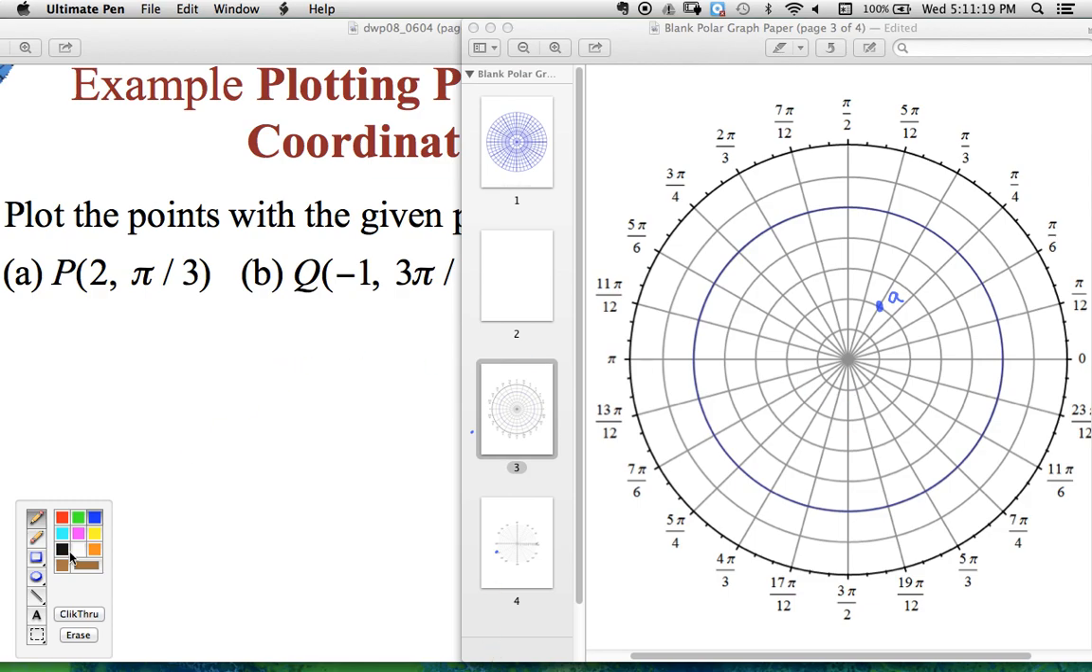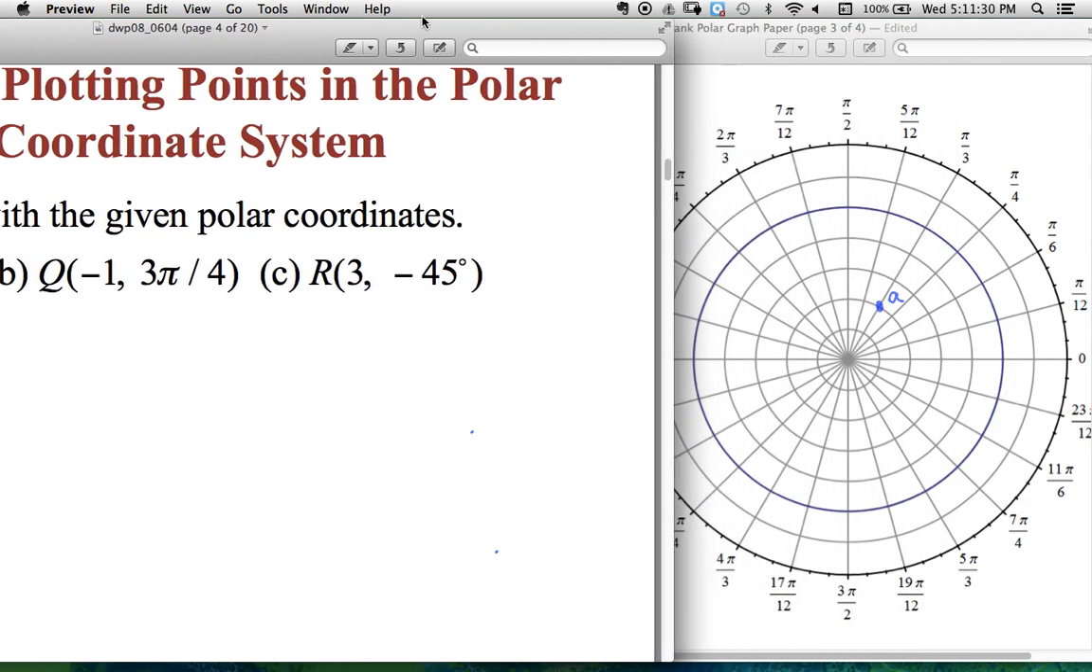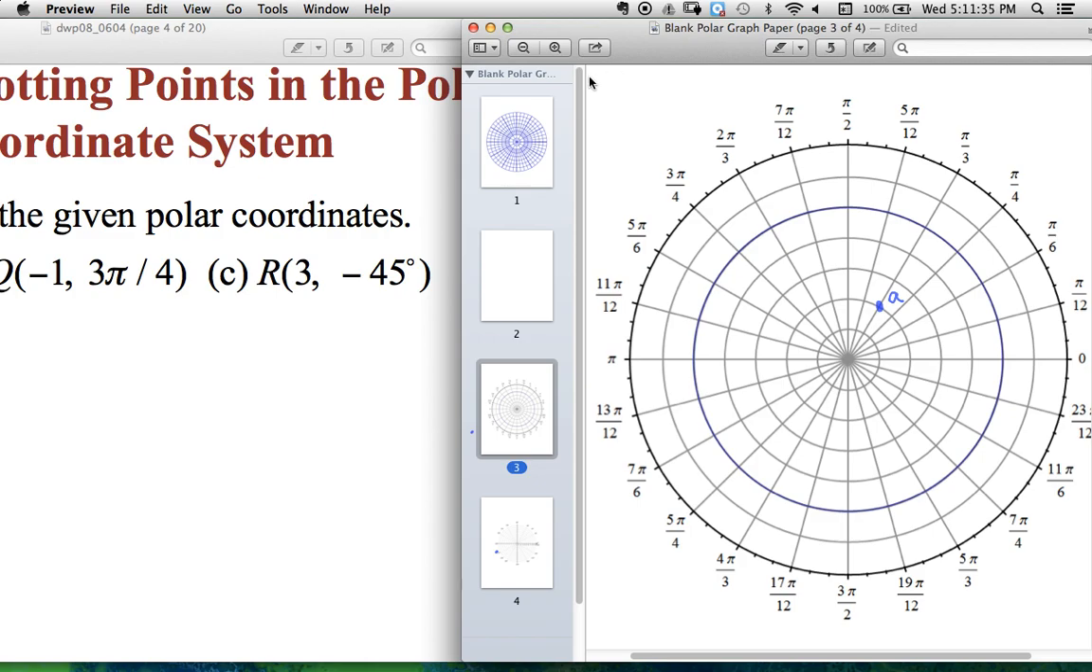All right. Pause the video for a minute and see if you can locate these 2 points on a grid of your own or on the one here. Okay. Pause the video and give it a try.